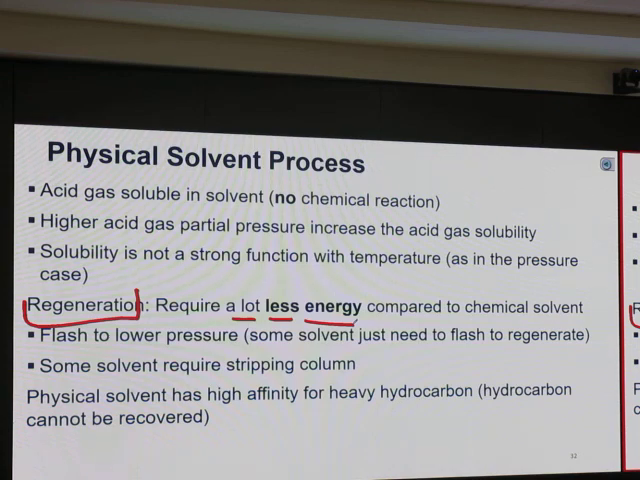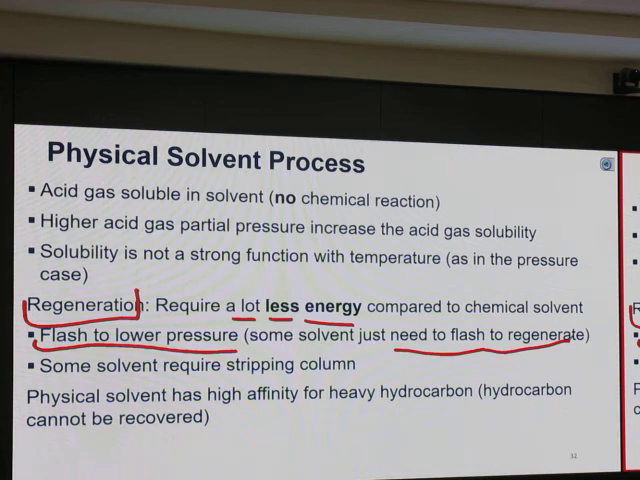In this case, it uses less energy, so it flashes at lower pressure. Some solvent just needs to flash to regenerate. So we don't need to heat it up to remove gas from the solvent. We just reduce the pressure. Heat is a costly process. For the physical solvent, we just flash it, reduce the pressure, and acid gas will come out.